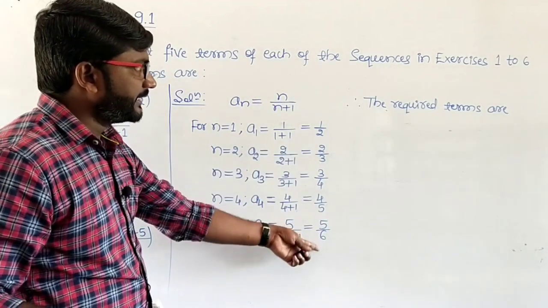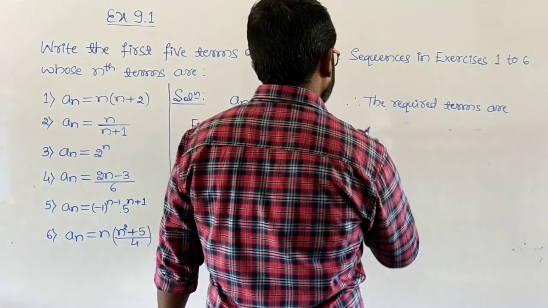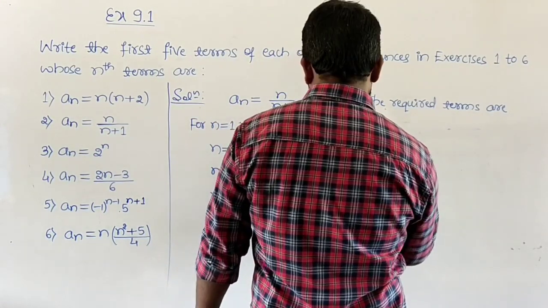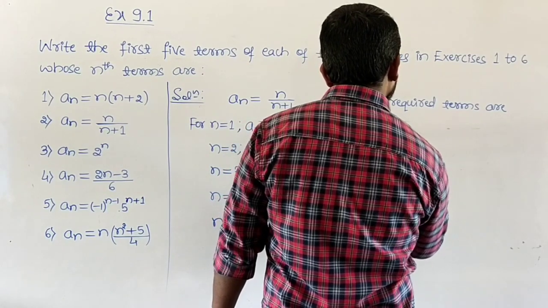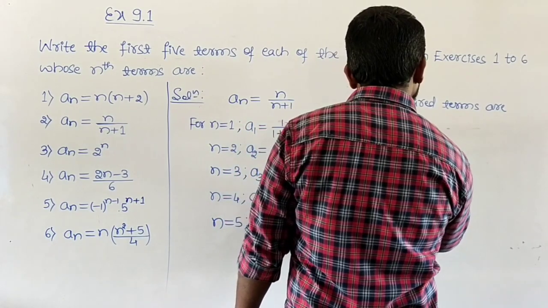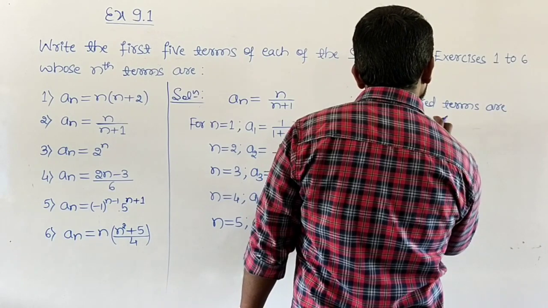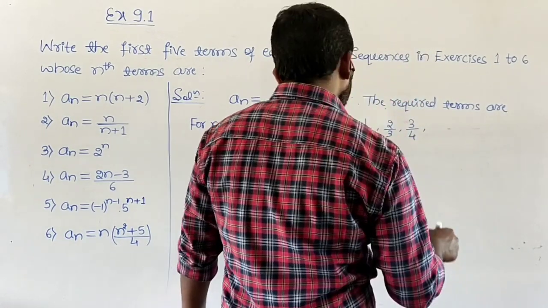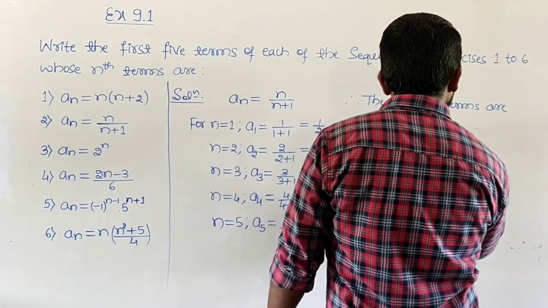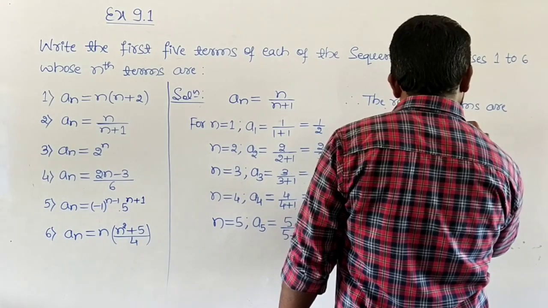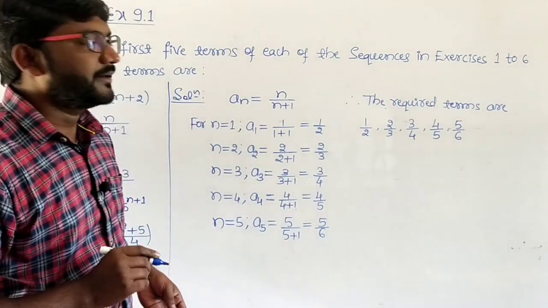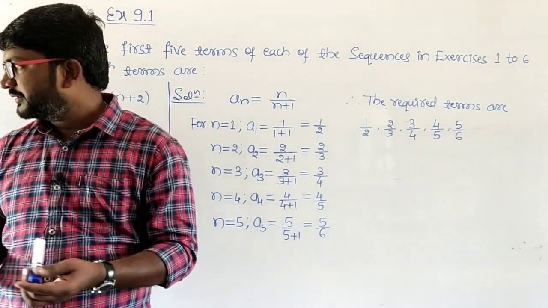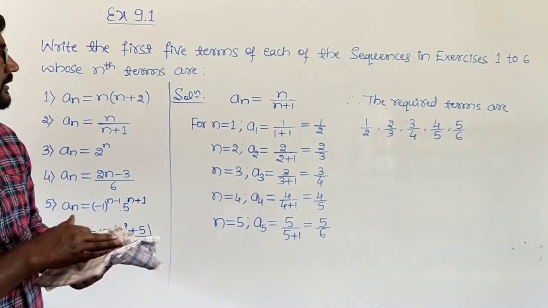So these are the required terms. So here we will have to write 1 by 2, 2 by 3, 3 by 4, then 4 by 5, comma 5 by 6. So these are the 5 required terms. So write down this and then we'll move on to the next problem.